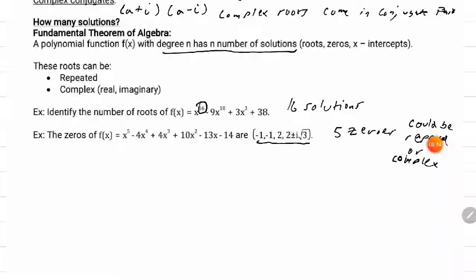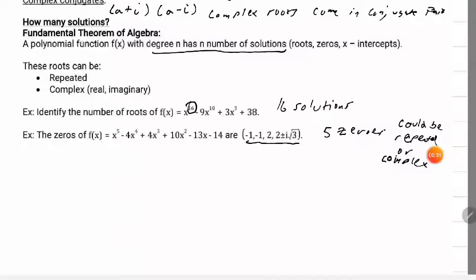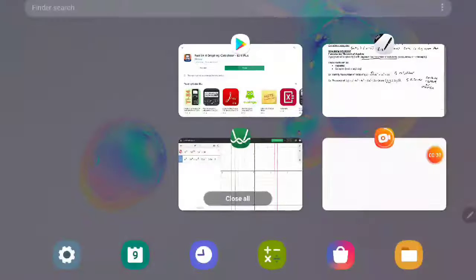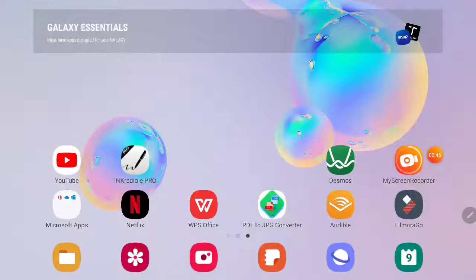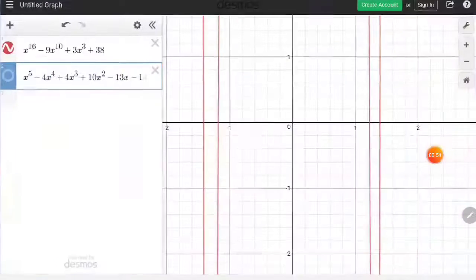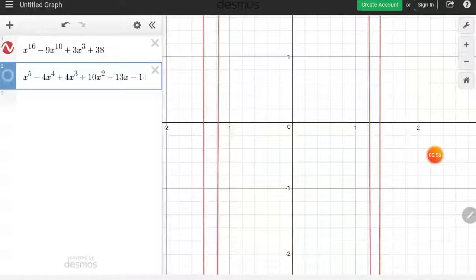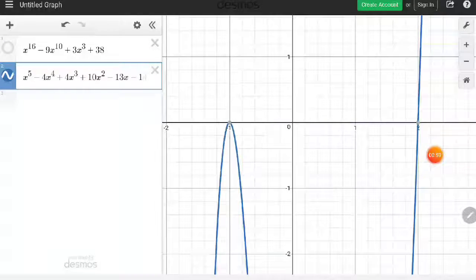I couldn't find a very good graphing calculator app, so I found a graphing app instead, and it's called Desmos. D-E-S-M-O-S. You should be able to easily find it, the Desmos graphing app. And you're able to put in your function, type it in, and then it graphs it for you.